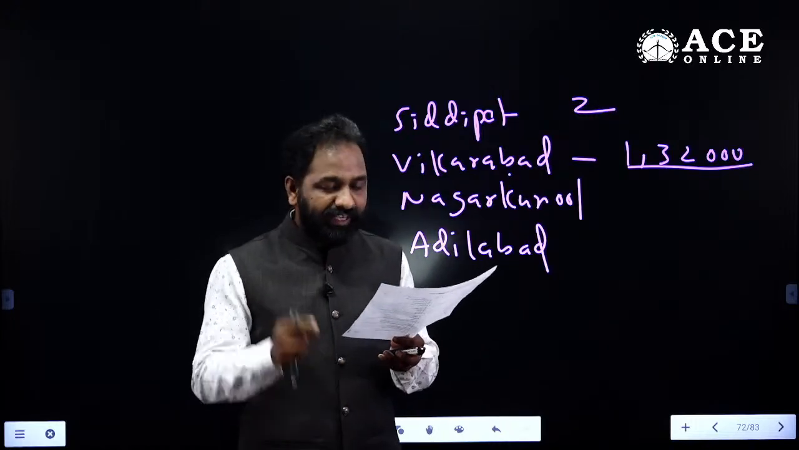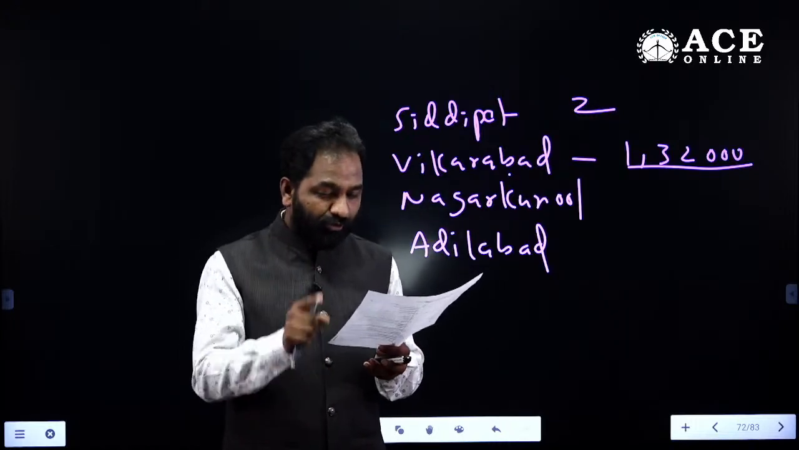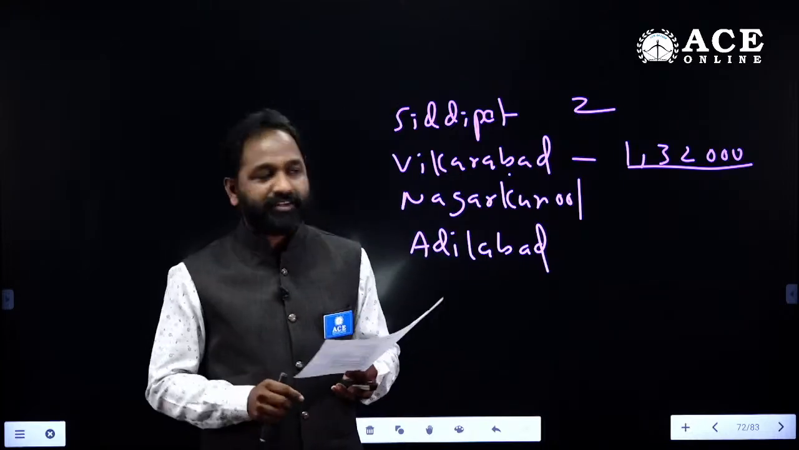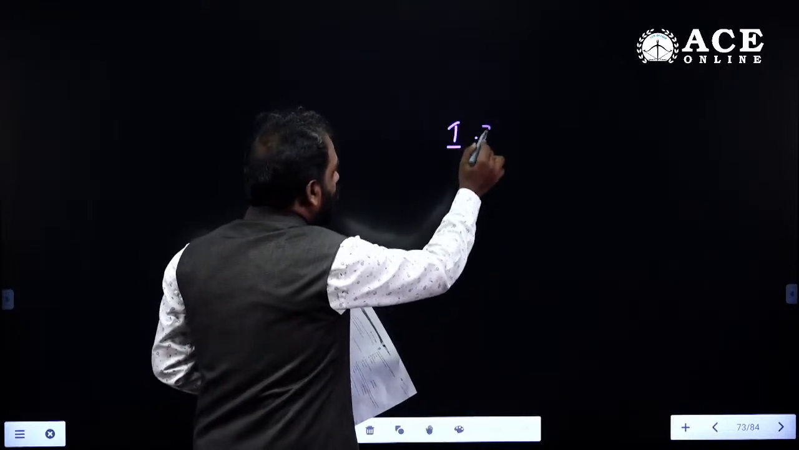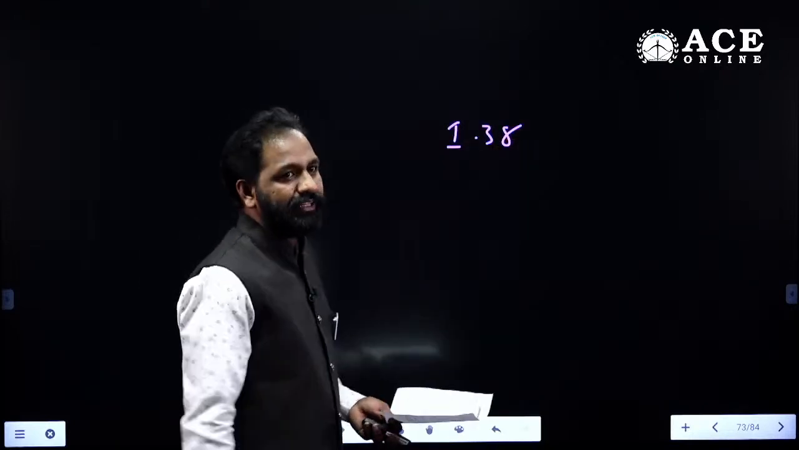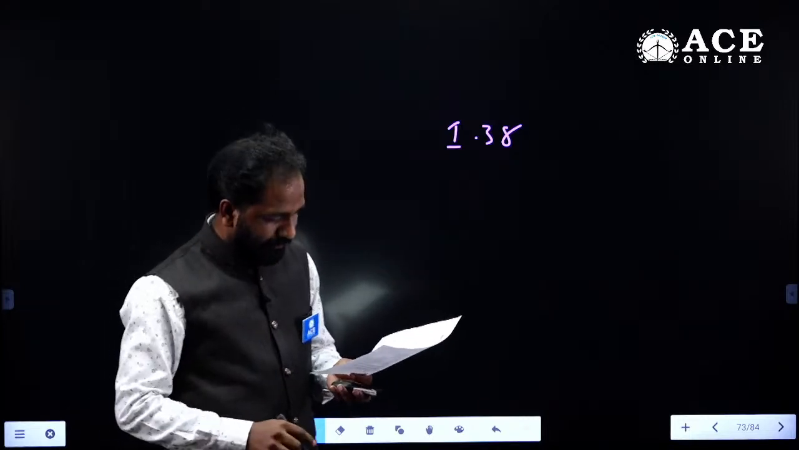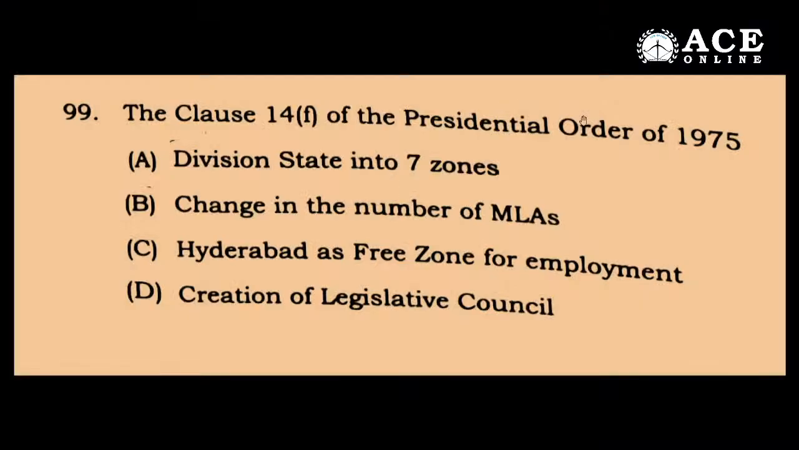As per the Indian government report on electronic transactions from 2014 to 2022, Telangana is number 1, with 1,38,000 transactions per 1,000 population, and AP is second with 1,37,000 transactions per 1,000. Okay, the answer is our Telangana, option B. And if you go to question 99, of course, this question is also not easy, but it has been in the news. It is about the Telangana movement.